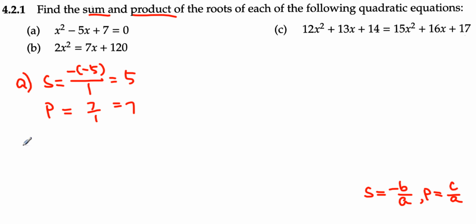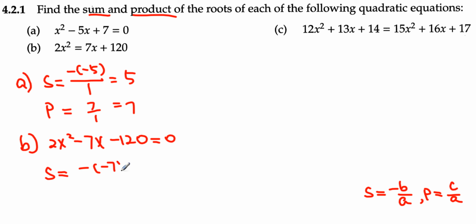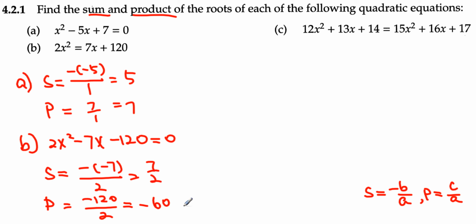All right, let's look at number b here. Since this one is not in standard form, I'm going to move all the terms to the left. So we get 2x squared minus 7x minus 120 is equal to 0. Then the sum becomes negative of negative 7 over 2, which is negative b over a. We end up getting 7 over 2. How about the product? Product becomes c over a, so we get negative 120 over 2. So we get negative 60 as our answer. All right, so first two weren't that bad.